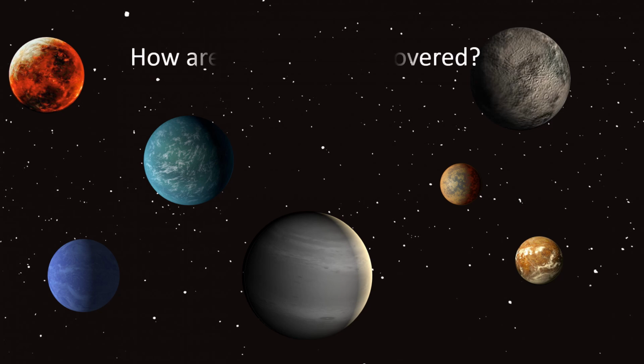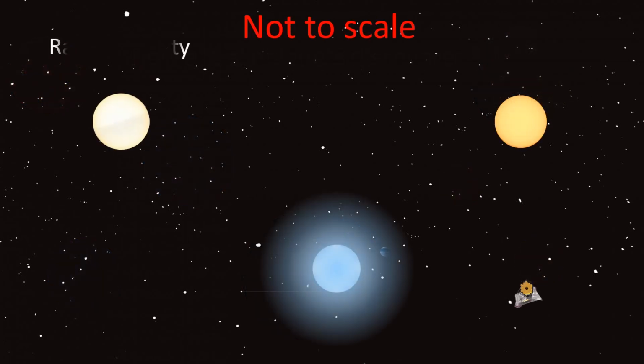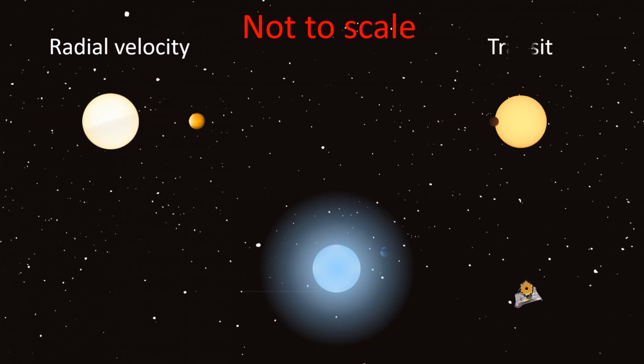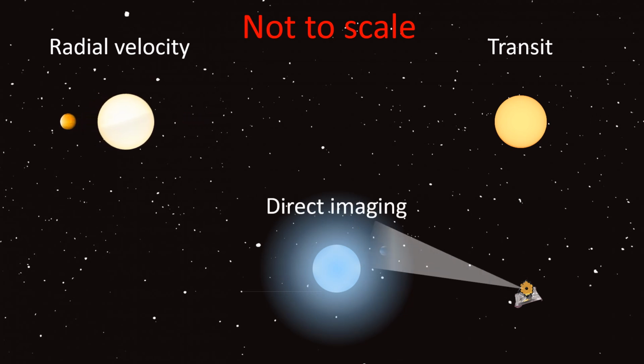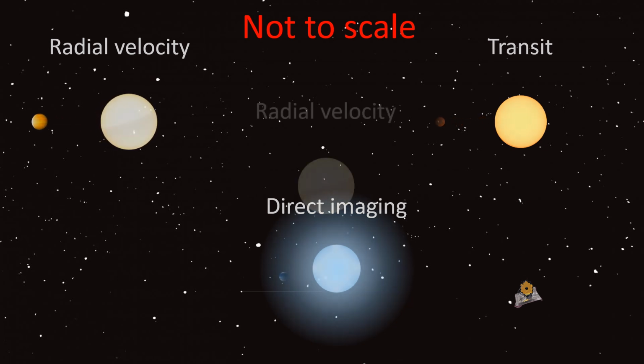So, how are exoplanets discovered? There are several ways to discover an exoplanet. In this video, we are going to cover 3. They are radial velocity, transit, and direct imaging. First, let's talk about radial velocity.